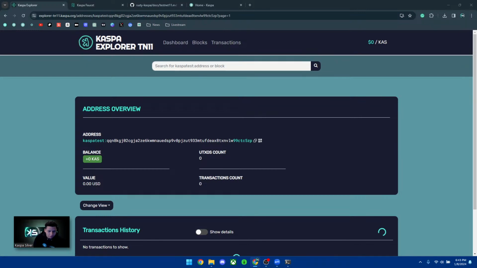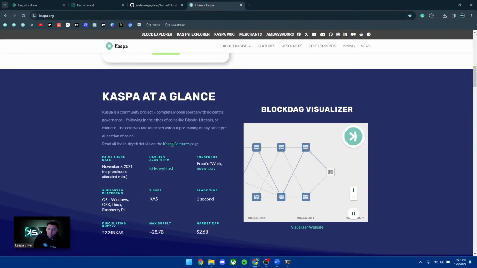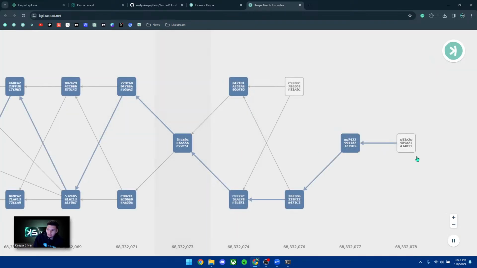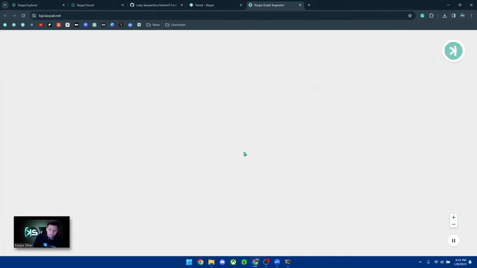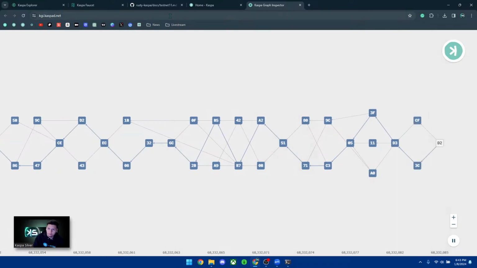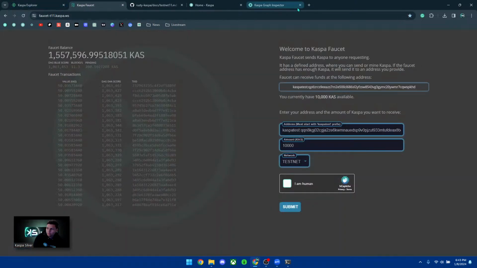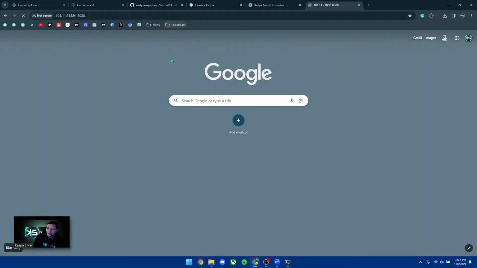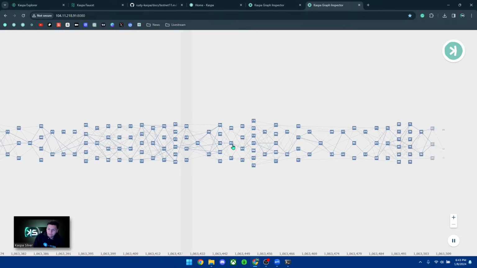Could you explain exactly what you're trying to do, noob here? So what I'm doing is I'm hoping to test Kaspa on 10 blocks per second. What we're looking at here is Kaspa right now, running on 1 block per second. And there's an upgrade that's going to come in the future for this to run on 10 blocks per second. And 10 blocks per second looks like this.